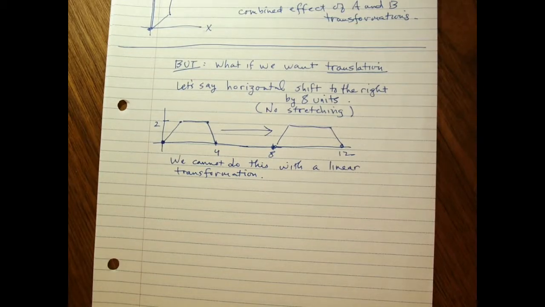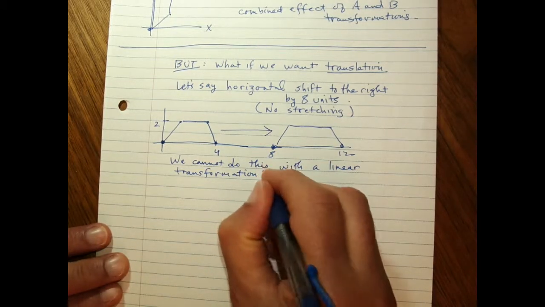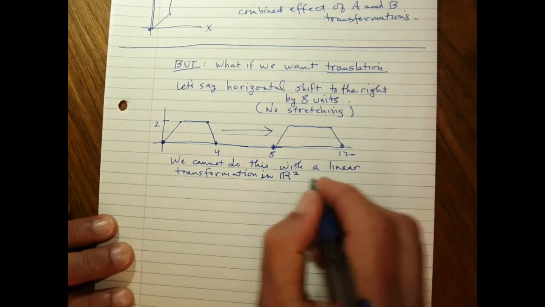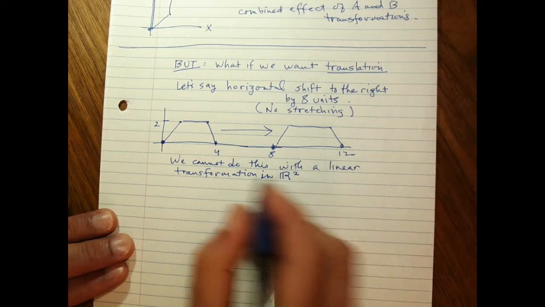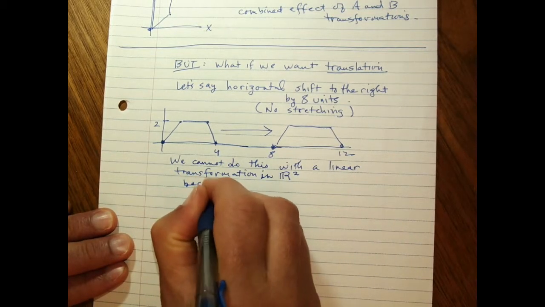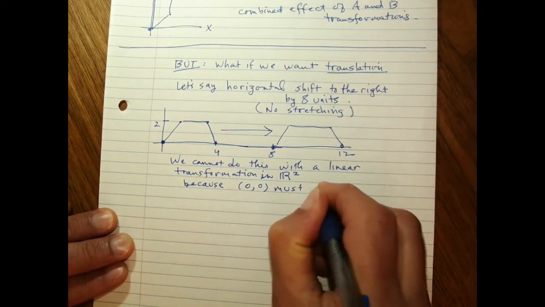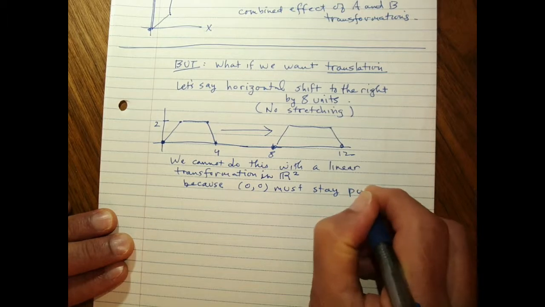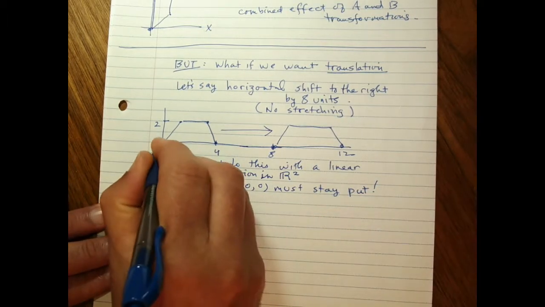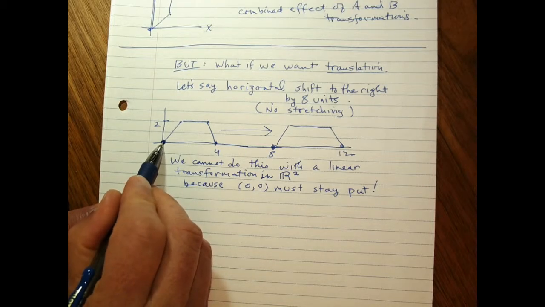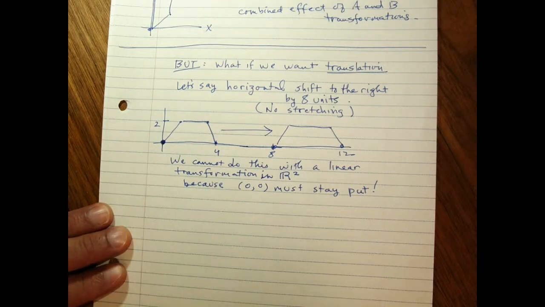And one way to see that we can't do that is the fact that a linear transformation, in R2, cannot do it. One reason for not being able to do that is because (0, 0) must stay put, must stay where it is. A linear transformation will never move the origin to a new location.